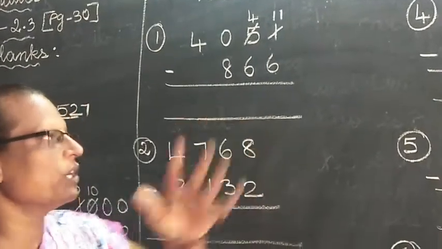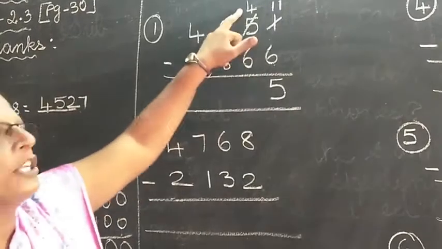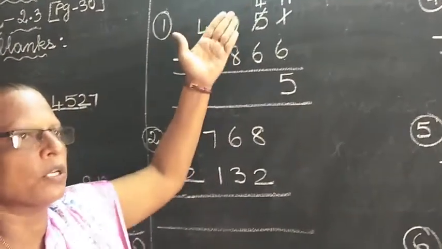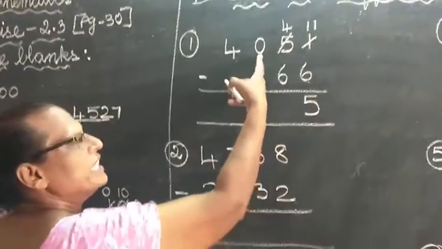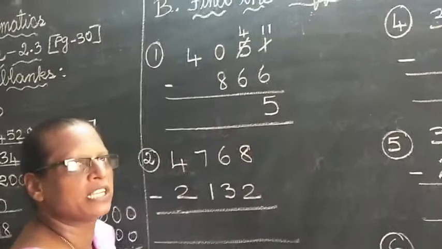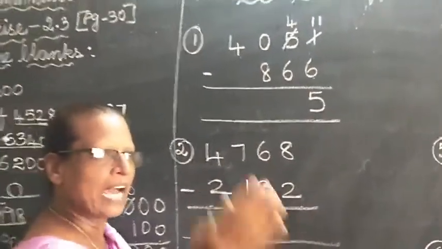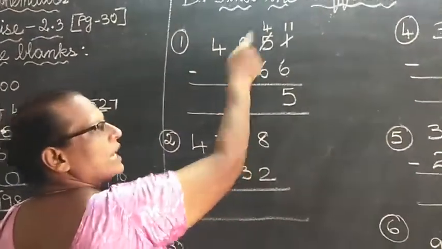So what's the answer, children? 5. And see, after 6 can you count up to 4, children? It's a smaller number, isn't it? We can't count. So again what do you have to do, children? We have to borrow. But here 0 is there. Can you borrow from 0, children? Because 0 means it has no value, isn't it? When you add a number before it, it has value. But can you borrow? No.